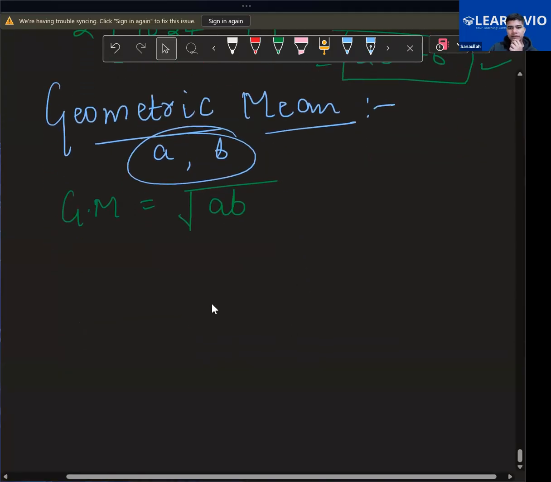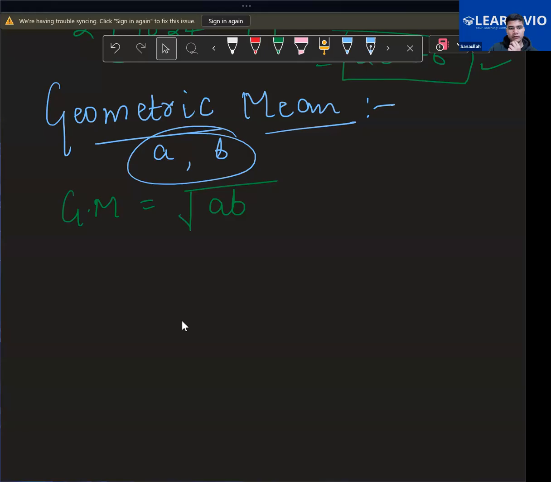So have you understood what is geometric mean? We have two numbers like a, b. So geometric mean is the square root of the multiplication of both the numbers. And why does it say positive numbers? Because we need a positive number inside the root, otherwise it will be imaginary. That is why both the numbers should be positive.